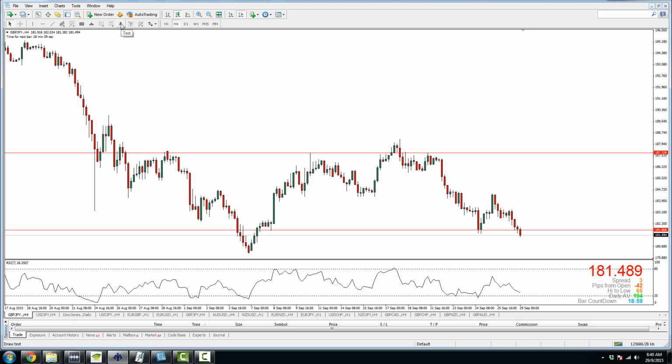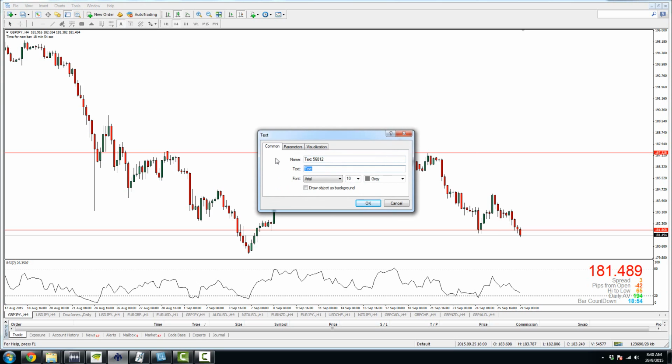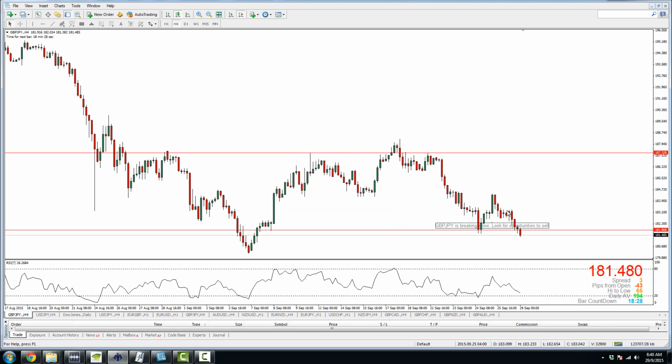Okay. For practice's sake, if you are still new, it's good to always use this text tool to label the things that you're trying to do. For example, I can put in things like sterling yen is breaking a low. Look for opportunities to sell. So I put it here to remind myself.